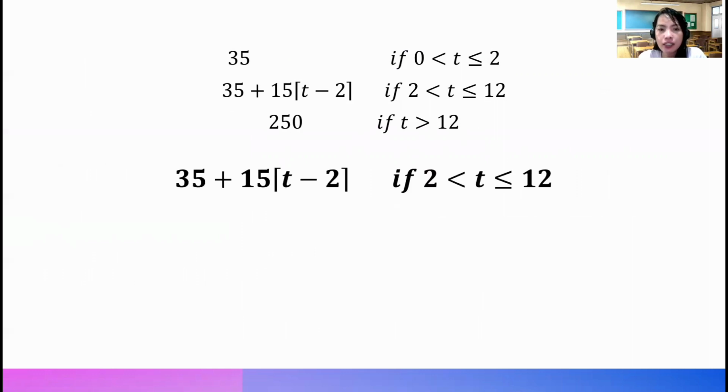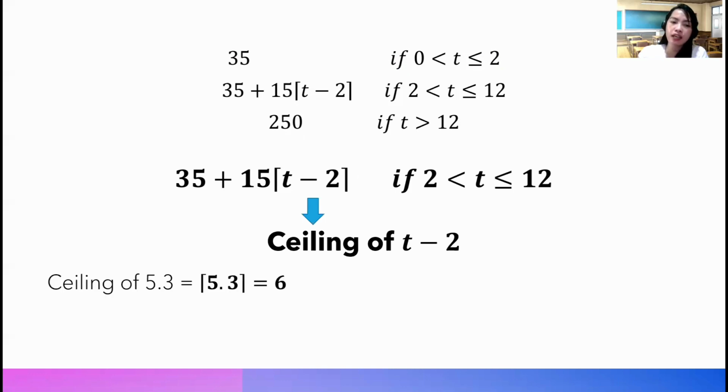Let's highlight the second condition, etong symbol na to for the ceiling function. Ceiling of the quantity T minus 2. Paano ba i-evaluate ang ceiling function? The ceiling of 5.3, ito yung symbol niya, that is equal to 6. Nira-round up na natin siya. What about, sorry for this error, ceiling of 5.7? Ito yung symbol niya. Again, the value of that is 6. Ra-round up na natin siya.